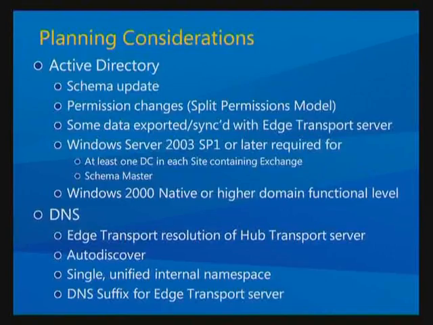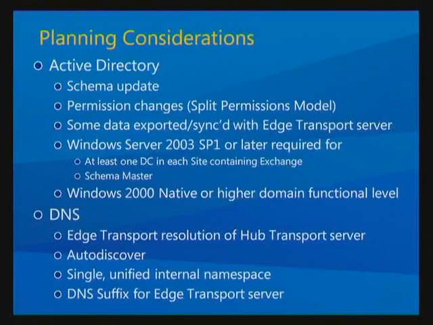Now, when it comes to Active Directory, it's used by 4 out of the 5 server roles: the mailbox server role, the hub transport server role, the unified messaging server role, and the client access server role. There is a 5th server role, the edge transport server role, that does not directly communicate with Active Directory.